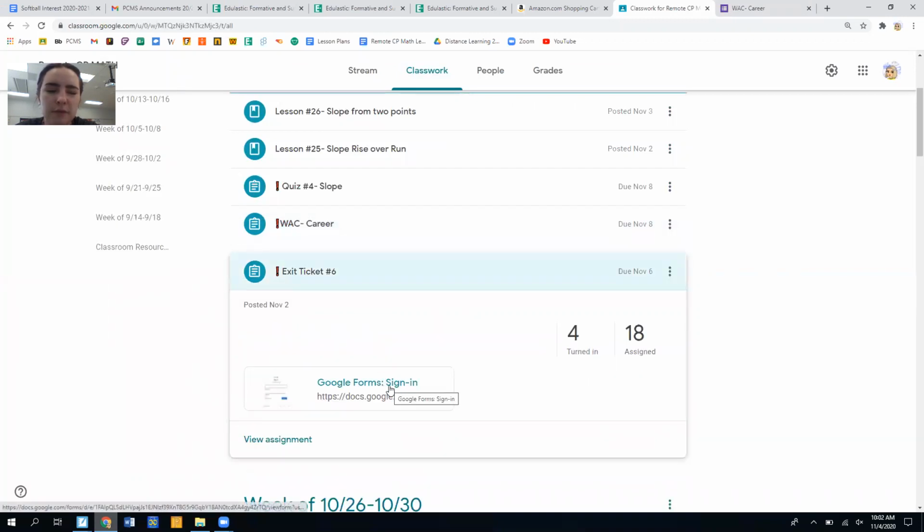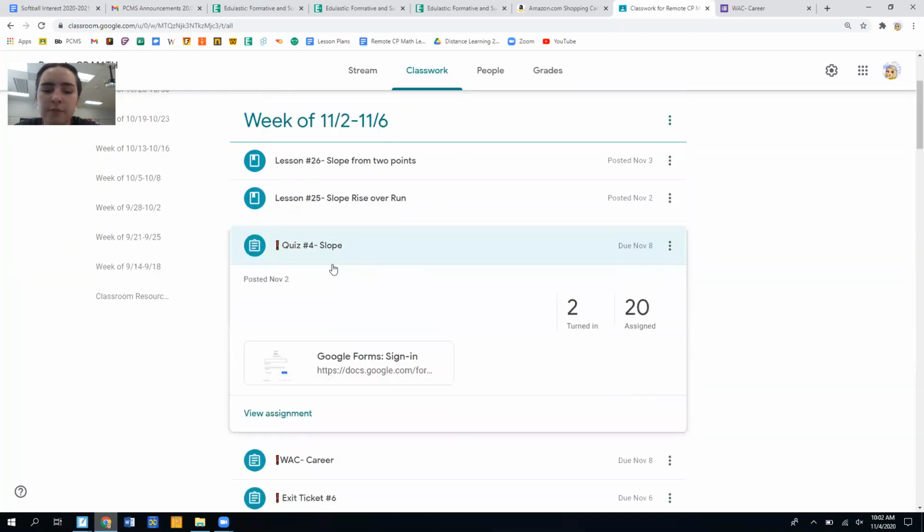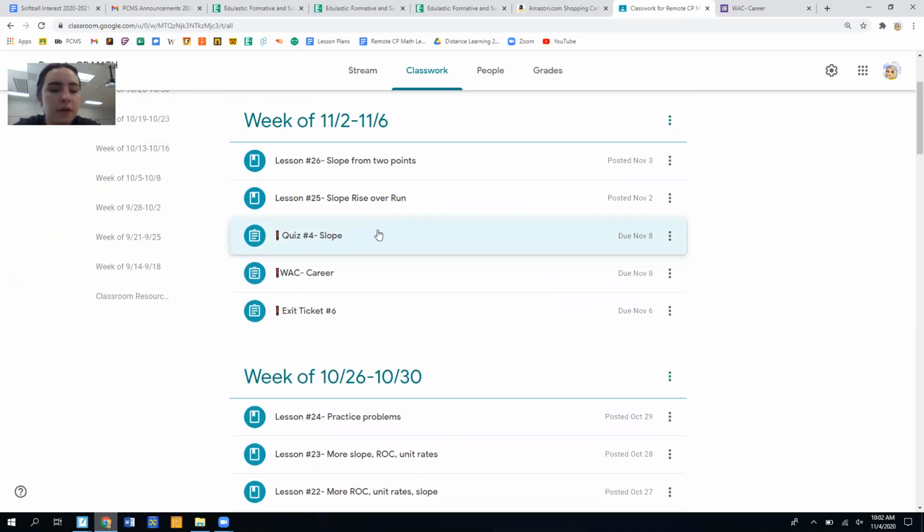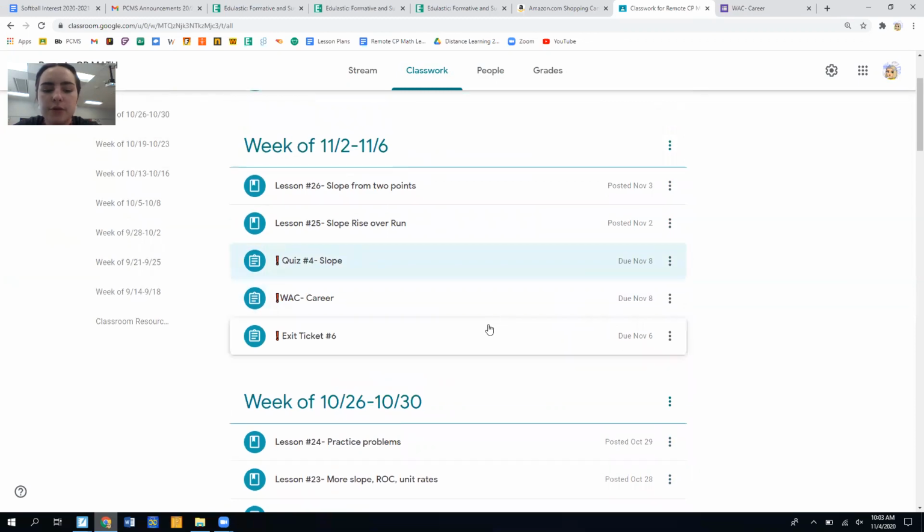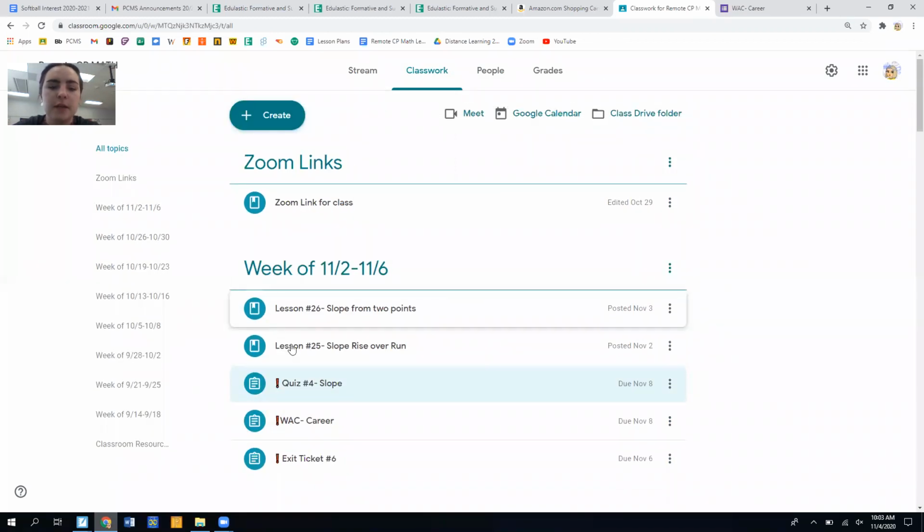Also, exit tickets should be done from yesterday, but it's still open, so just make sure that you get that done. I think you guys are in pretty good shape for your quiz 4, your slope quiz. I think you could probably take it today, but if you want to wait till tomorrow after our lesson, that's fine, because tomorrow we're going to do a review of everything we've talked about this week and apply it a little bit more. But if you feel comfortable with everything we've done this week, I think you should be okay with the slope quiz. But again, that is up to you. It does need to be done by Sunday though.